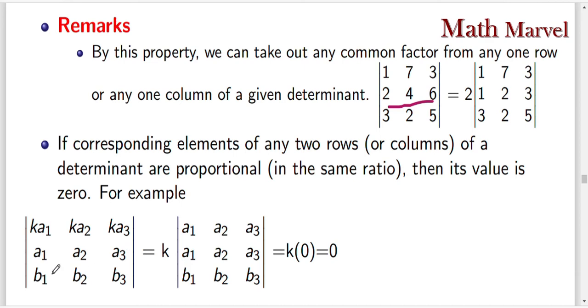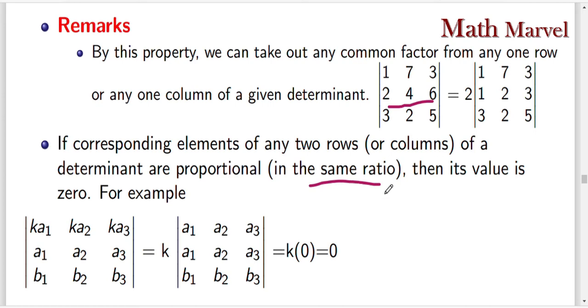Second row is A1, A2, A3 and third row is B1, B2, B3. Here observe that the elements of first row and second row are in the same ratio. If you divide the first element K·A1 by A1, what do we get? The answer is K. In the same way, K·A2 upon A2 is again K, and K·A3 divided by A3 is K. So here the first row and second row are in the same ratio.